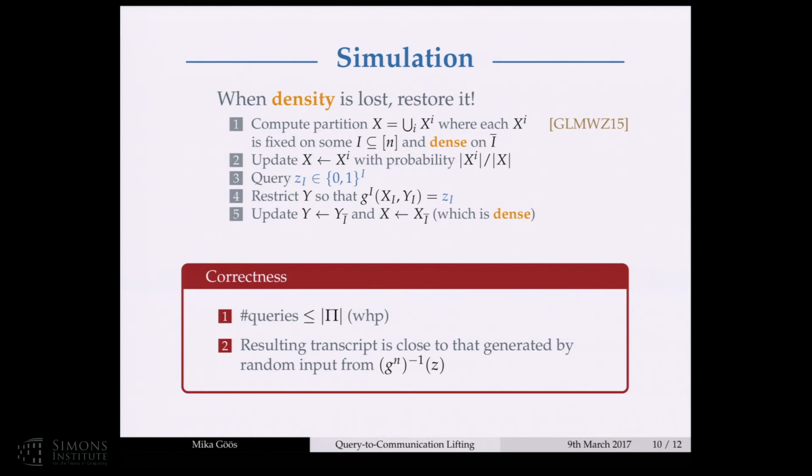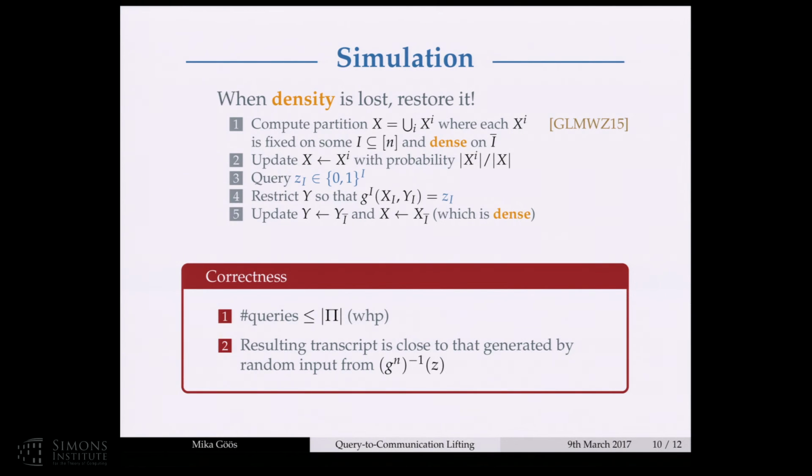Okay, so basically the whole construction is trying to ensure that the resulting transcript is close to the one that would be generated if we had run the protocol on a random input from the slice. But then you have to separately argue that we don't query too many coordinates, which is related to the size of the subsets of blocks we're fixing.